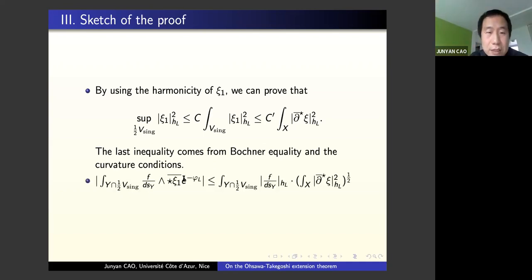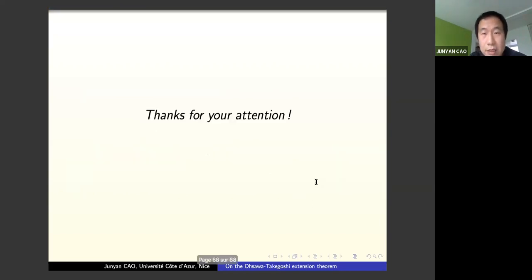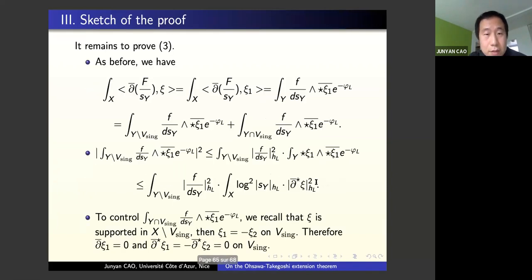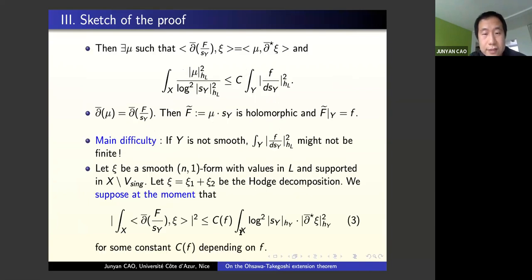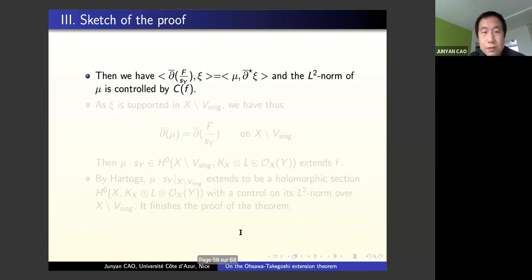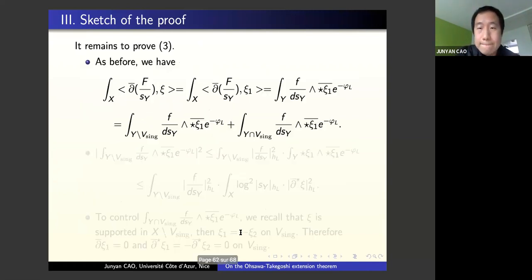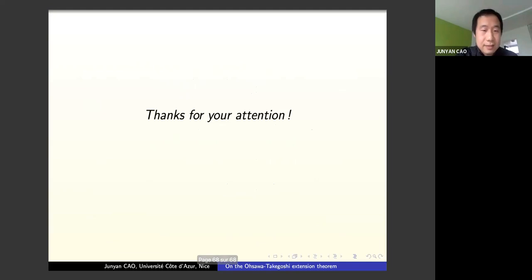So therefore, we know that this integral over Y over V is in fact controlled by the L1 norm of small f times this term. So that finishes the proof of this inequality. So therefore, as we explained before, it will imply our theorem. Thanks.